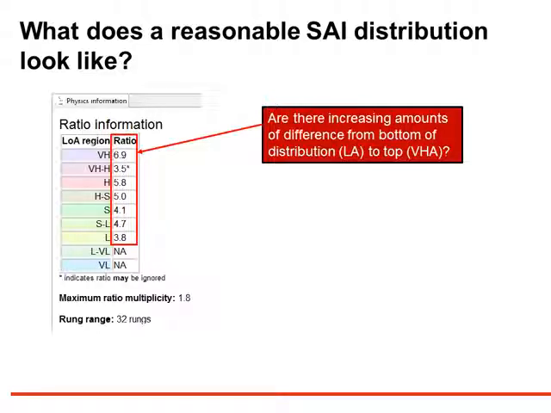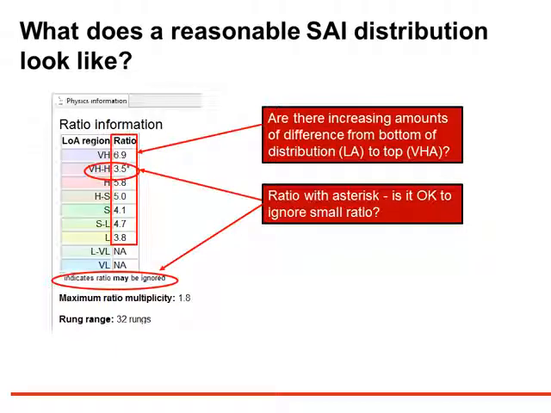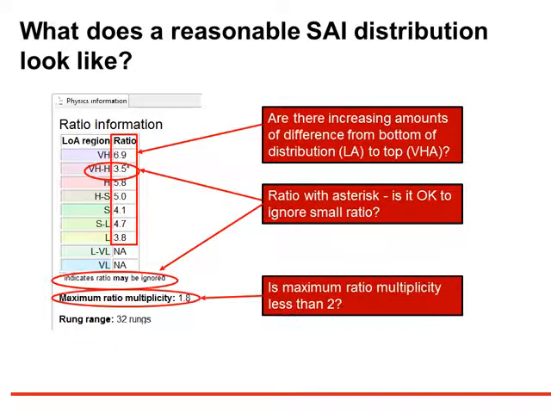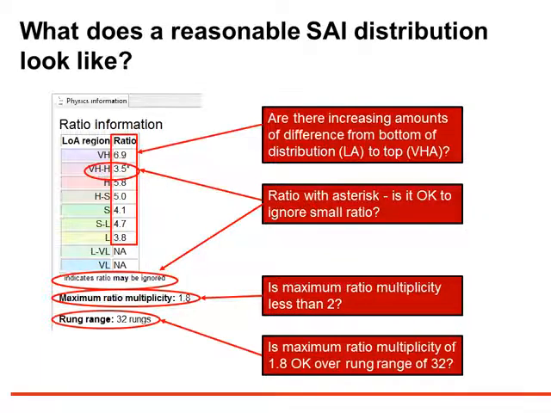Remember, this doesn't have to be exact. Check that the ratios with asterisks are small numbers and are therefore okay to ignore. Look at the maximum ratio multiplicity and make sure it is less than 2. If it's close to 2, check that this is okay for the rung range. Remember, we would not expect to see close to double the difference unless most of the form R6 is covered.